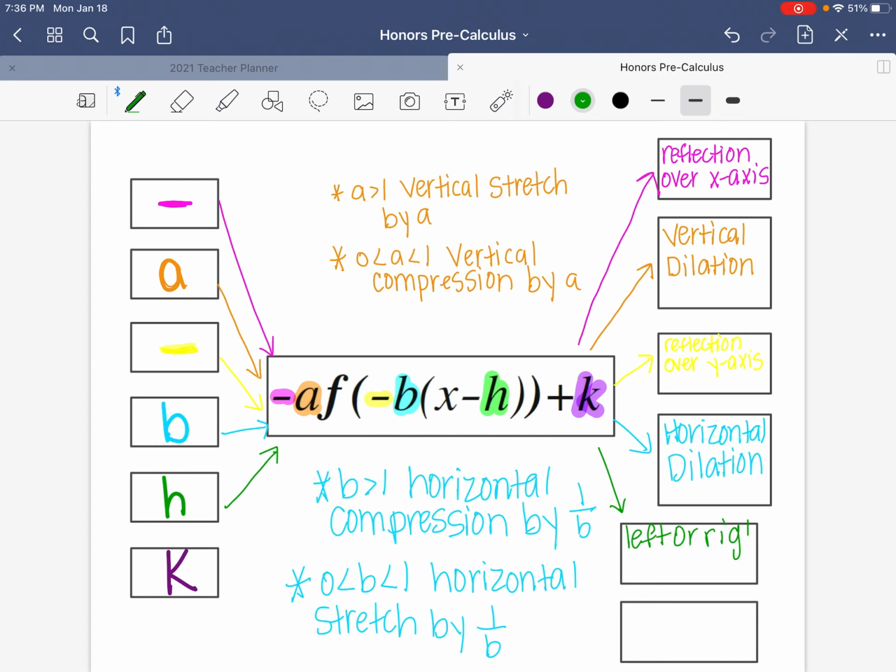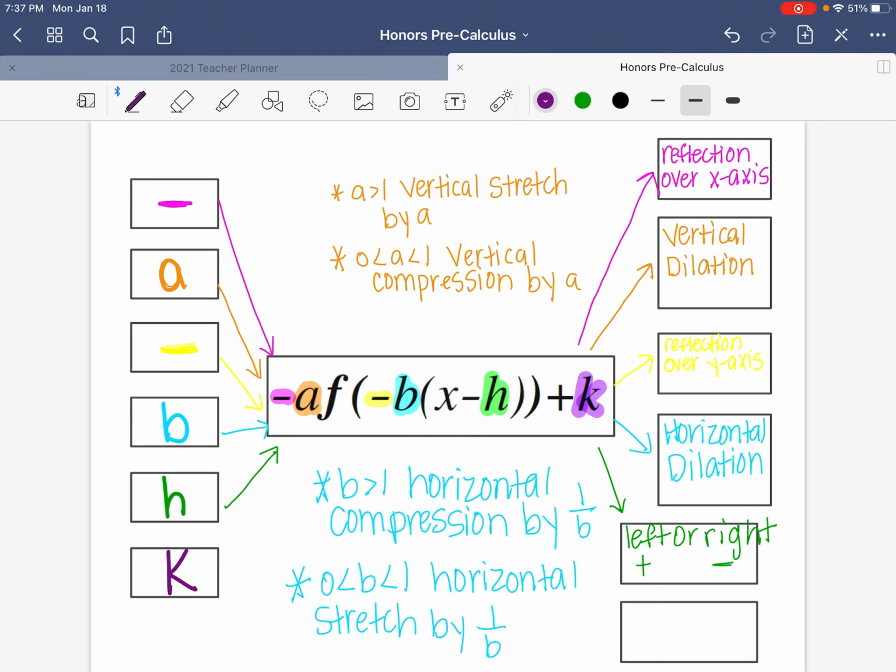Now, these are opposite. So we would normally think, okay, positive is to the right, negative is to the left. Well, this is the opposite because it's inside with the x. So if it's to the left, it's actually going to be positive. If it's to the right, it's actually going to be negative.